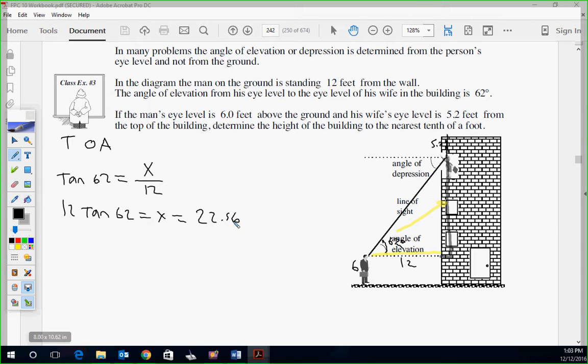And that's the height of the wall from his view. So we have to add 6 because of his height. And then we have to add her distance, not her height, but from her eyes to the top, which gives me 33.8. So 33.8 feet is the height of the building altogether. The tricky part is, don't forget to add his height and her distance from her eyes to the top, and then knowing which trig ratio to use.